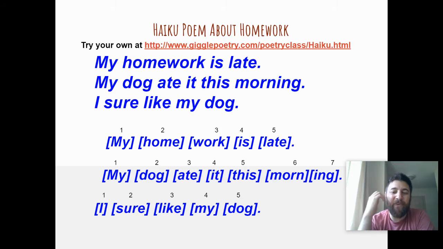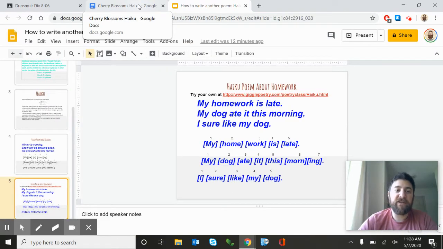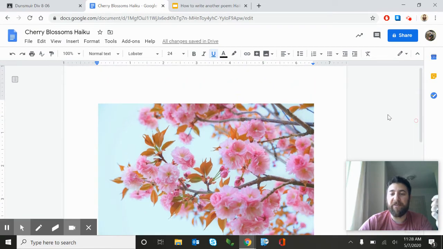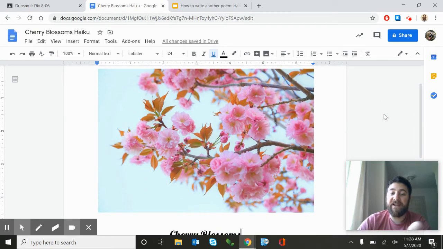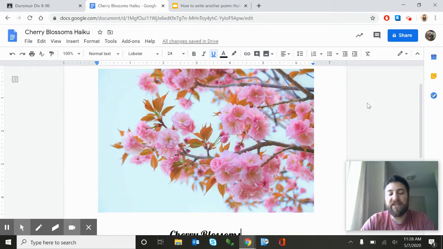So, what you're going to do to create your own haiku poem, you can write about any subject that you want. I do suggest you write about something in nature or seasons. It tends to be the easiest subject to write about. I wrote a very basic haiku poem here. And I got the idea from seeing all the cherry blossoms out around our place.